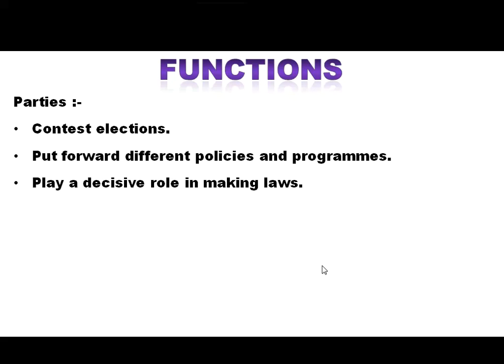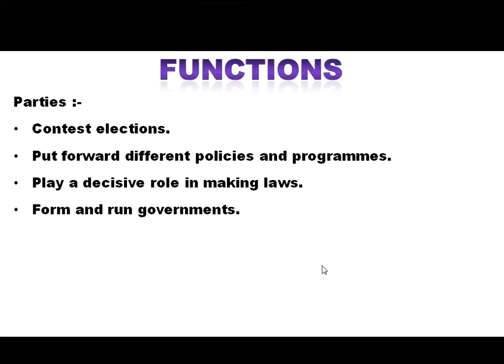Political parties play a decisive role in making laws for a country. Formally, laws are debated and passed in the legislature. But since most of the members belong to a party, they go by the direction of their leader, irrespective of their personal opinions.